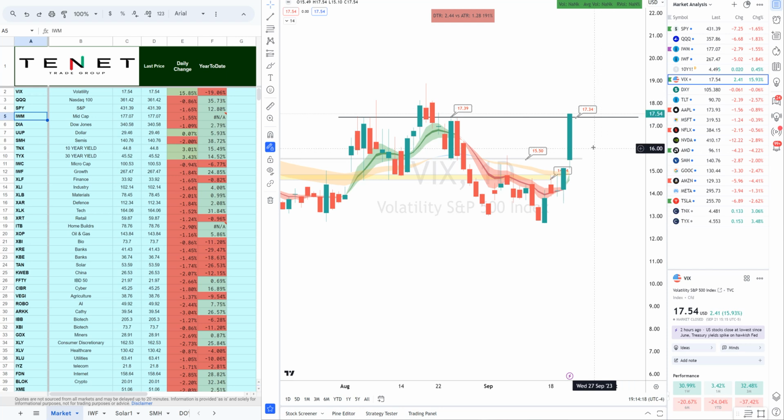So what this means is we are still not out of the woods. We can still see more selling here. I would not try to catch any of the names.